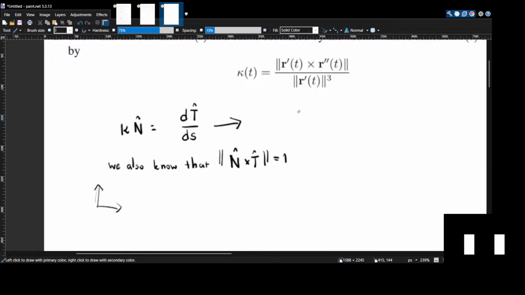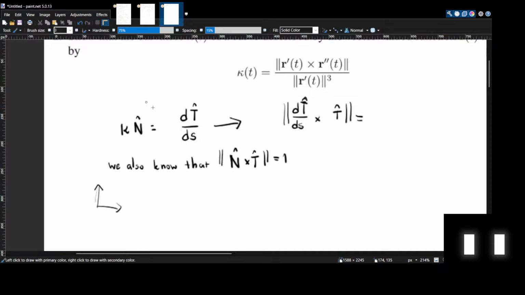Which means that if you take the cross product between the derivative of T with respect to s with the unit vector T, and then you find the size of it.